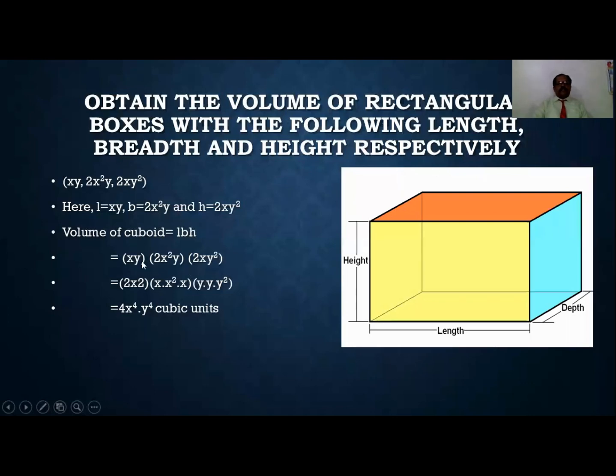So here we have the volume of the cuboid as the product of L into B into H. So take the product of these three monomials, that is xy into 2x square y into 2xy square. So take the coefficient part together, that is 2 and 2 in one bracket. Then the terms of variable x together in one bracket, it is x. In the second term we have x square, in the third term we have x only. And then finally the terms of y, we have y into y square. So the product of 2 with 2 is 4.